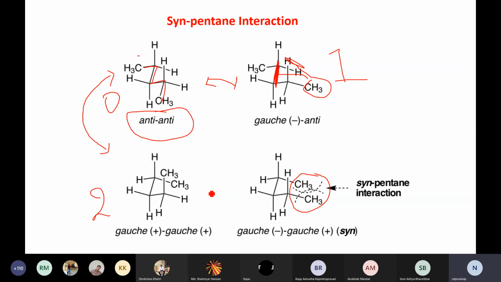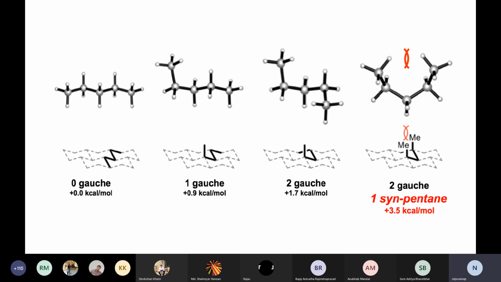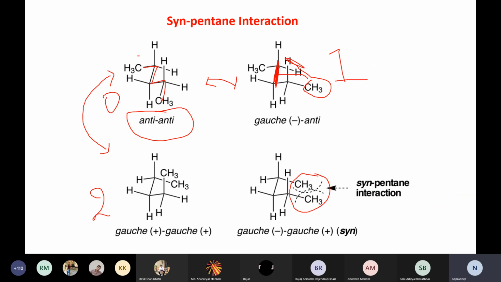So anti-anti will be more like a linear chain. Gauge anti will be 1-methyl up. That's why I managed to get this so that it will be good for you. Just look at the name here, don't go with the image. Once you see anti-anti, you should say the molecule is linear. Once you say Gauge anti, you should say 1-methyl of the pentane is up.